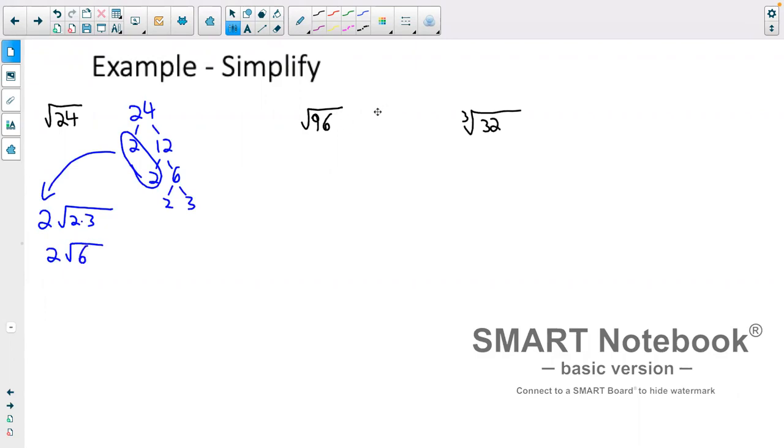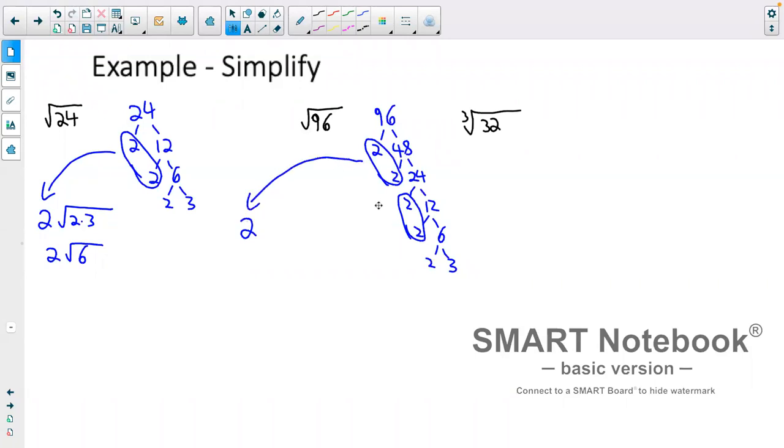Next, we have the square root of 96. 96 is the same as 2 times 48, which is 2 times 24, which is 2 times 12, which is 2 times 6, which is 2 times 3. Now, in this case, we have more than one set of pairs. That is fine. Each one will just get moved to the front. Now, when they both move to the front, they will end up getting multiplied together. And then our ones that did not form pairs stay inside our radical.